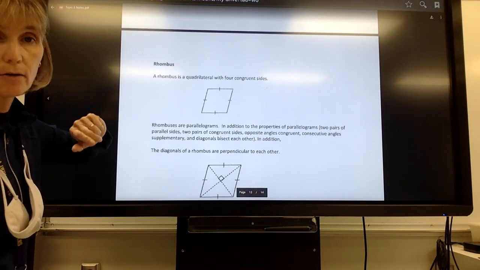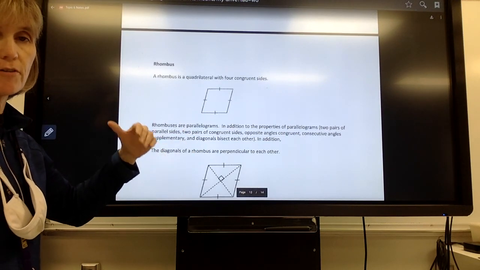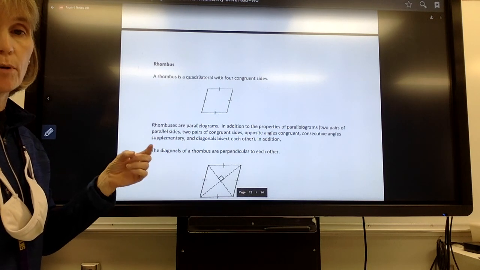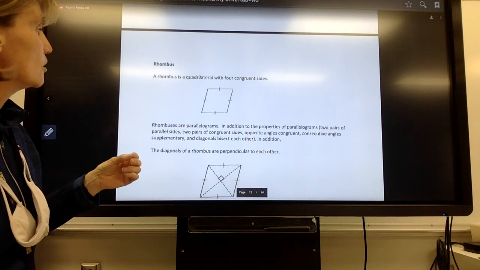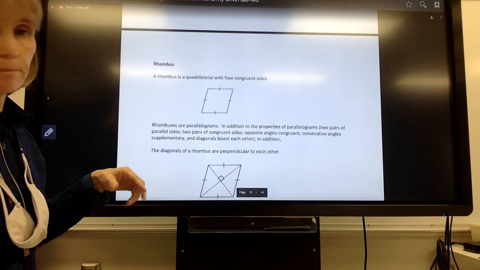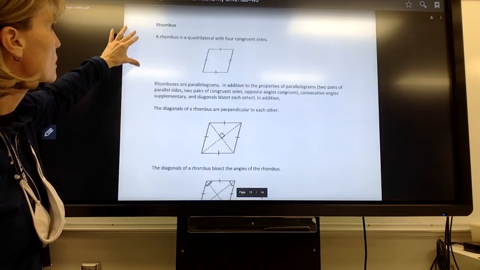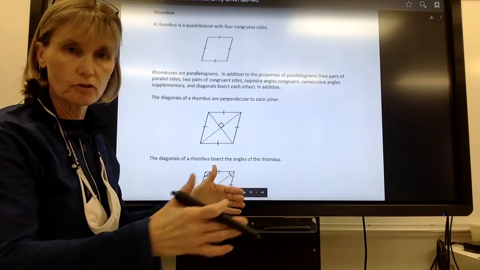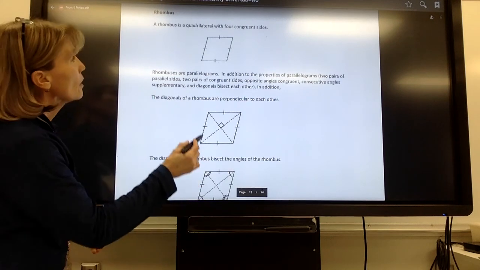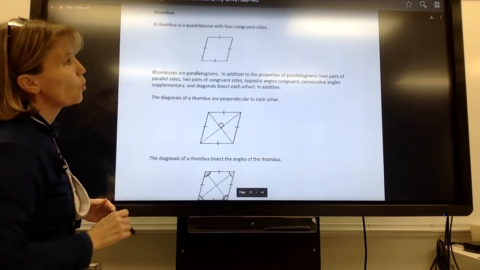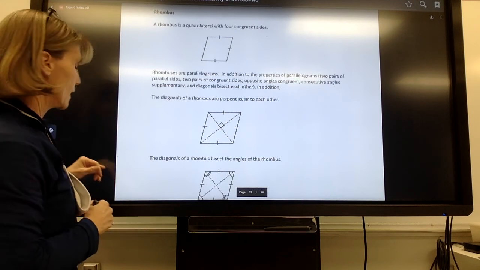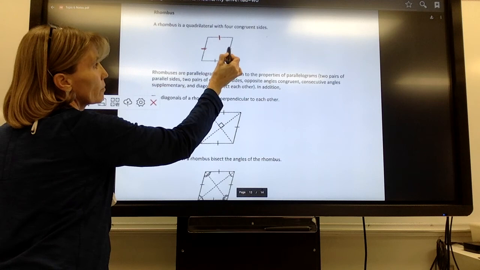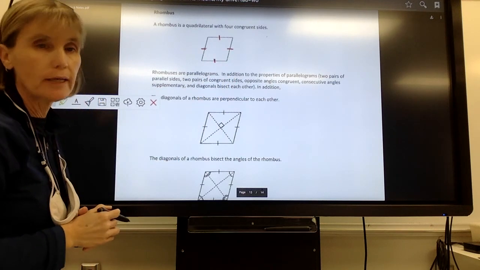Okay, that's the rectangle. So in addition to those 5 criteria for being a parallelogram, with a rectangle we've got 4 right angles, and we know that the diagonals bisect each other, so all sections are the same. Now the rhombus. Rhombuses we don't see as often as rectangles. There are a lot of rectangles out there. But a rhombus is a quadrilateral with 4 congruent sides. You can see the tick mark is here for all sides. They're all the same length.